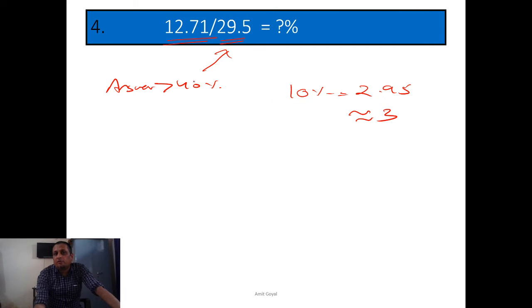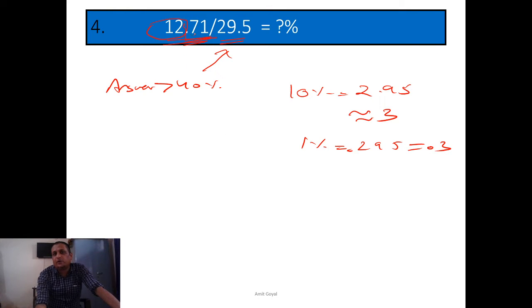Now, how much more than 40%? Because 40% should be approximately 12, because 10% is 3. Then the difference is 0.71. Now you can visualize 1%. 1% of the denominator is 0.295, or you can say approximately 0.3.